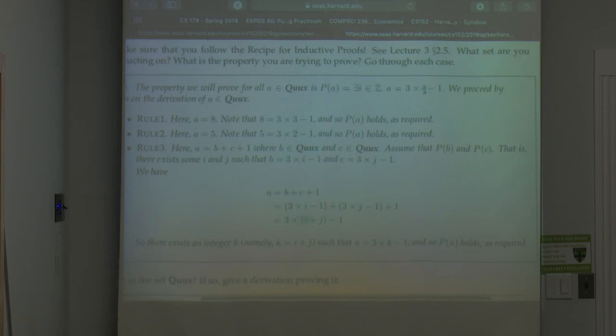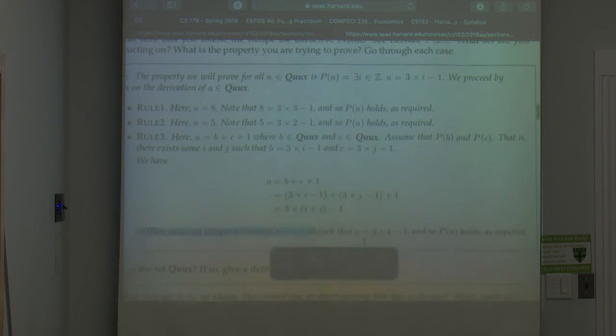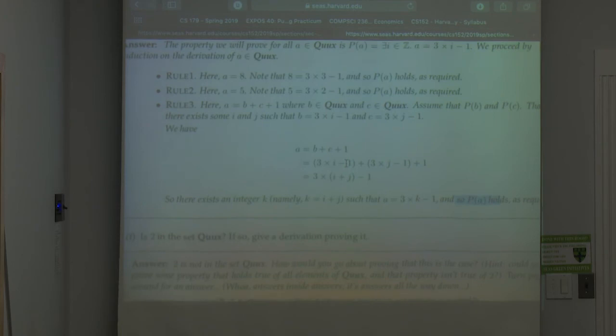Here, our condition is that I needs to be an element of the set of integers, right? So for all integers you have, you can do addition with them. And at the end, you end up with an integer. Not an irrational number, but an integer. And just like that, you note that fact here. You can substitute I plus J with k, such that A is equal to 3 times k minus 1. And then you conclude that the property holds for rule 3 as well, and that the property holds for the set of Qs.